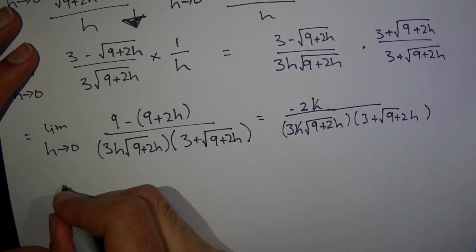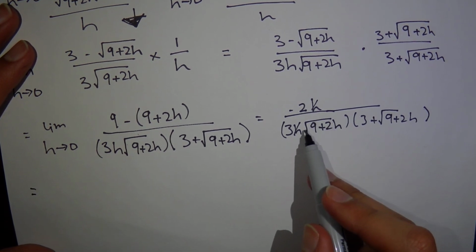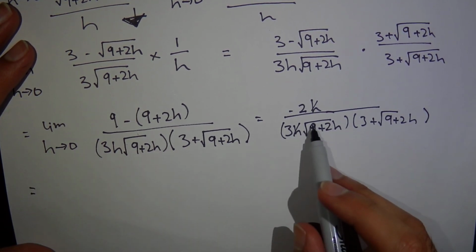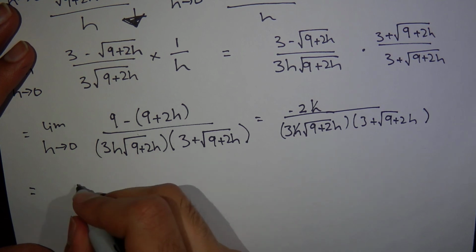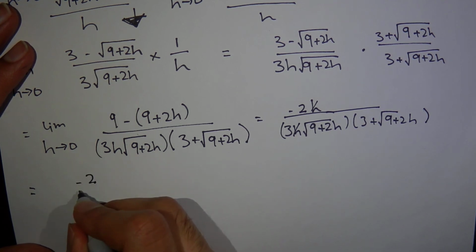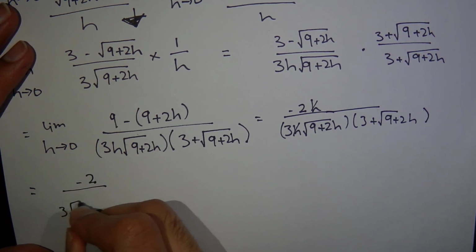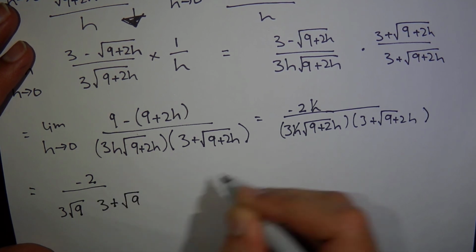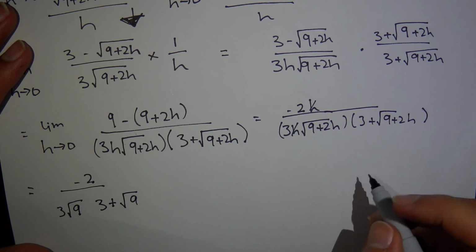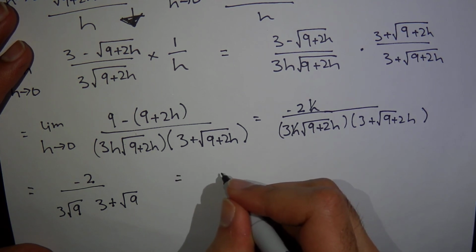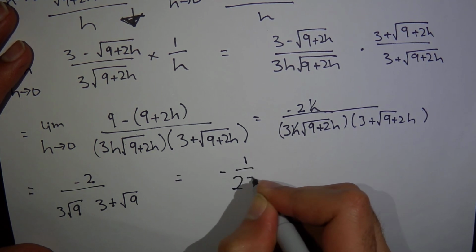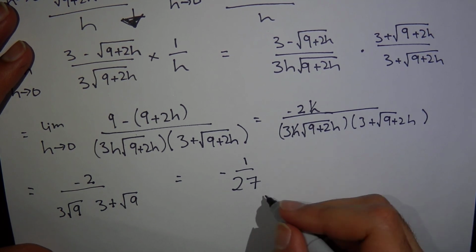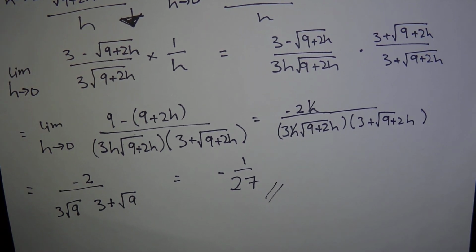We've achieved our goal, and now if we plug in our h equal to 0, we will not get an indeterminate form. So we'll do just that, and we'll be left with negative 2 over 3 square root 9 multiplied by 3 plus square root 9. This term becomes 0, that becomes 0. So that is equal to negative 1 over 27. We know the first half of our equation is negative 1 over 27.